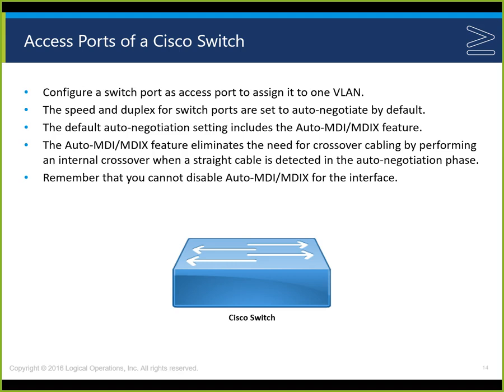What does that mean? On our home routers, our home switches, you can plug in any cable, straight through or crossover, and it will automatically configure itself. That's what the auto MDI/MDIX feature is: auto straight through and crossover. If you plug a straight through in and it needs a crossover, then it'll configure itself physically in the port to do that. It eliminates the need for crossover cabling. You may not find that feature in all of your switches though. You can't disable the auto MDI/MDIX for an interface, which means it's always going to be enabled.